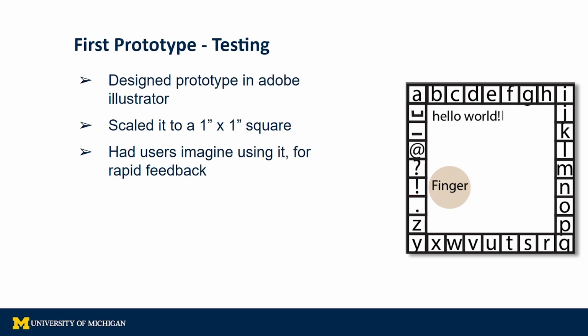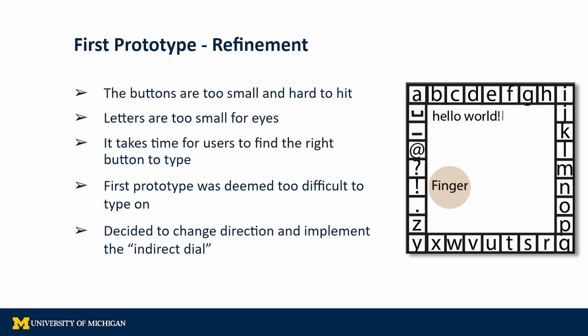We then superimposed a finger over the screen and asked different users what their initial impressions of the watch keyboard would be. From the users, we got a lot of feedback. Unanimously, they all said that the buttons would be too hard to press, that it's too small. Because of this, we decided that this prototype was really too difficult to type on and wouldn't be good for our project. So we decided to implement the indirect dial instead.